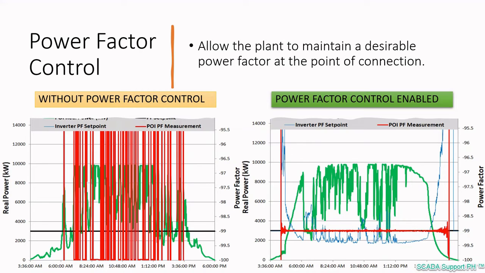On the left, we can see that the power factor measurement at the point of interconnect has been jumping up and down from 95.5 to 100. This is the result of a PV power plant operating without power factor control. On the right, a measurement of 0.99 can be seen throughout the day when power factor control is enabled.